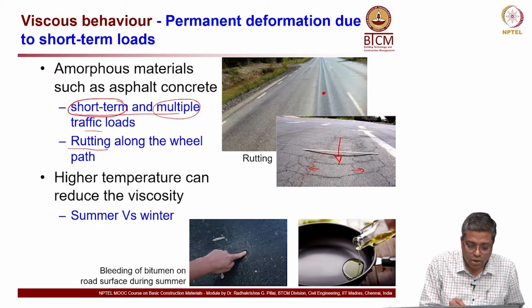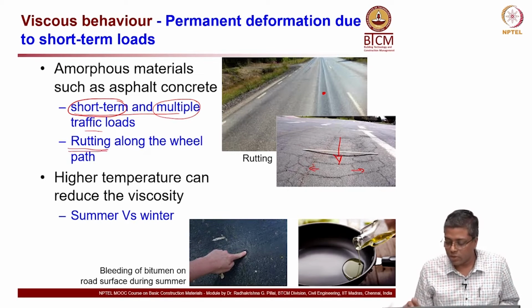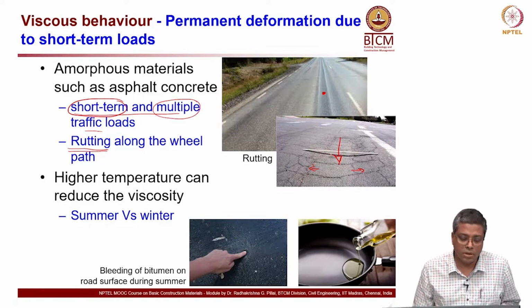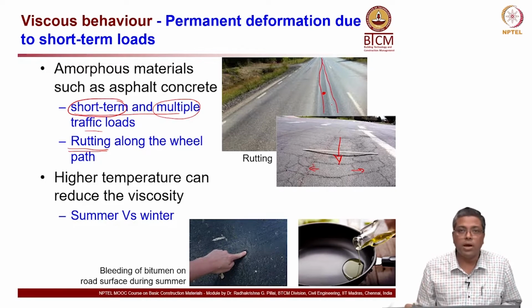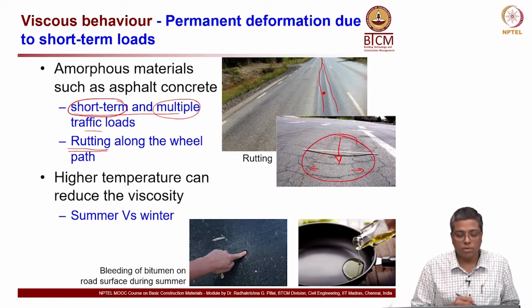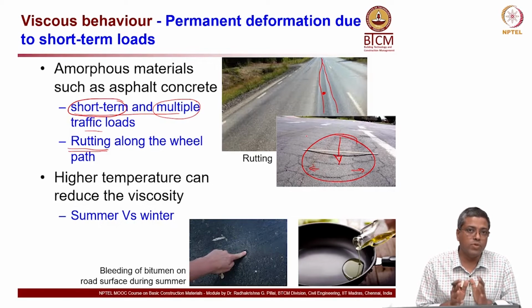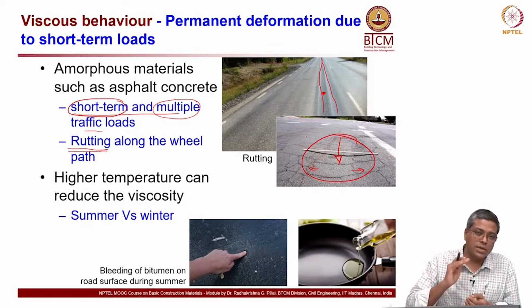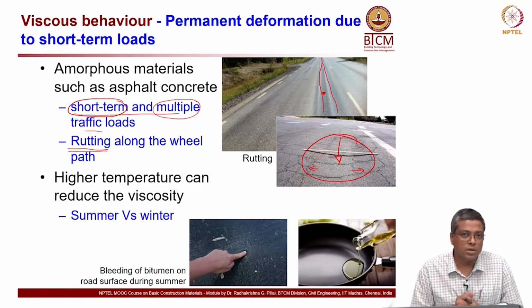Now, what do we call that? We call that rutting, okay. This happens right along the wheel path of the road. So, you can see here, this is the wheel path, and that is where you will see a depression like this one. So, we call it rutting, and this is happening because the material is flowing. It is not flowing like water, but it is flowing at a very, very slow rate as every vehicle passes through the road.